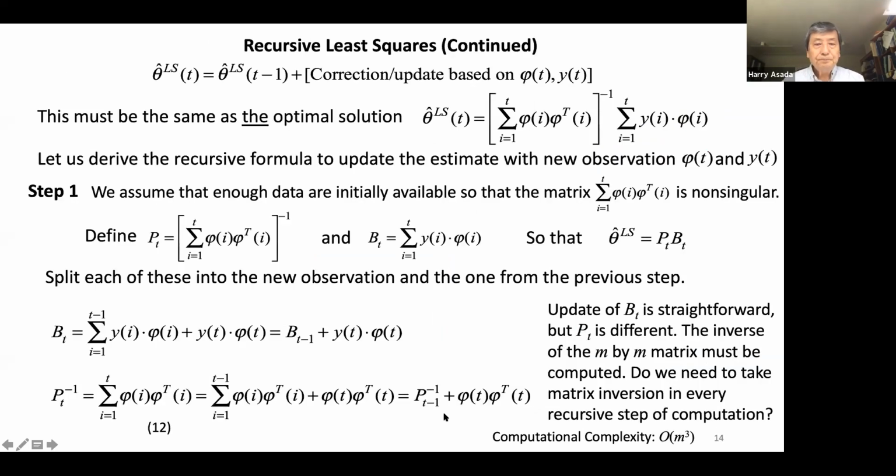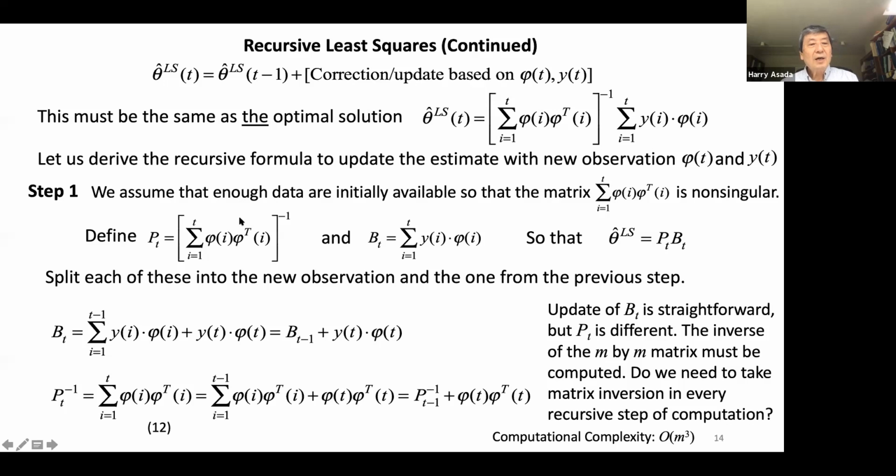Okay, so here is our goal. Even though we make this kind of correction, the corrected estimate must be the optimum solution, so it must satisfy this expression. This is the batch processing technique up to time t. The recursive one must provide the same results as this. So that is the problem.